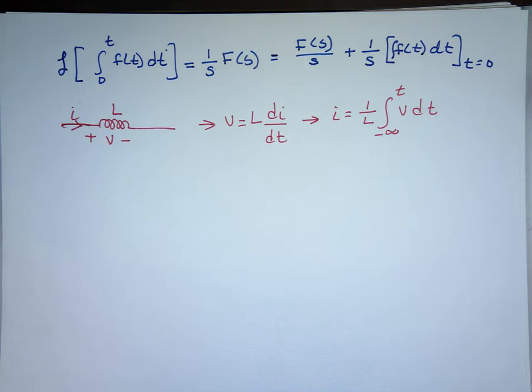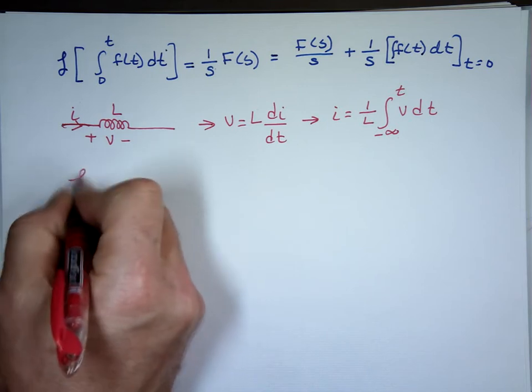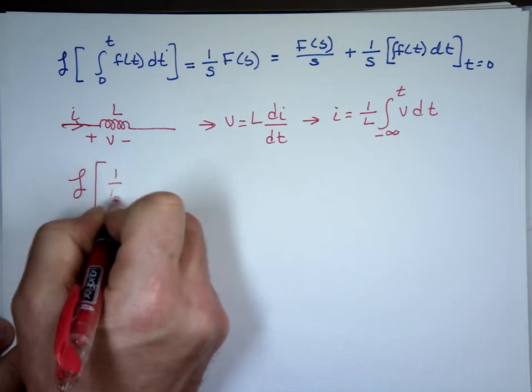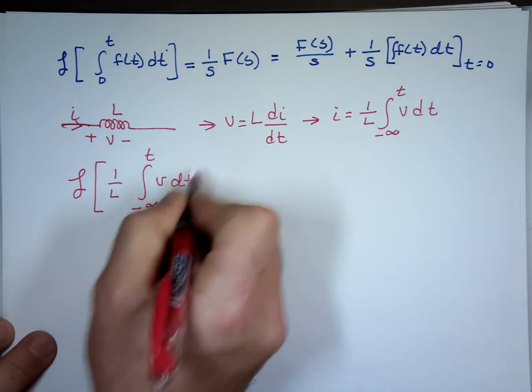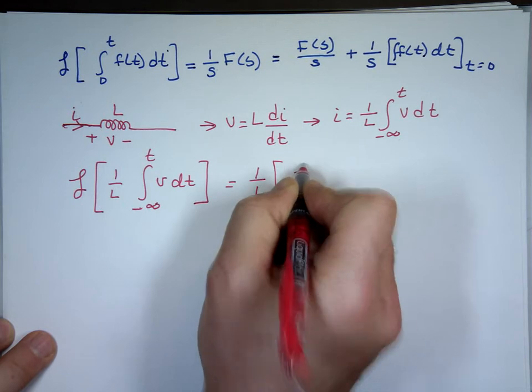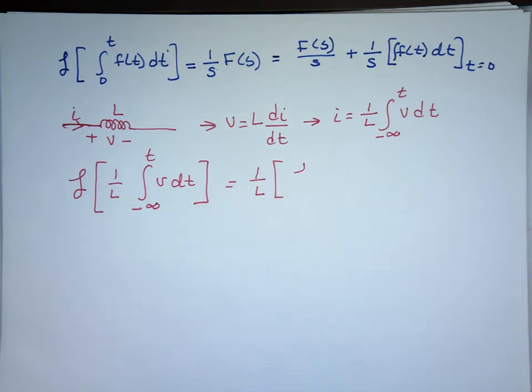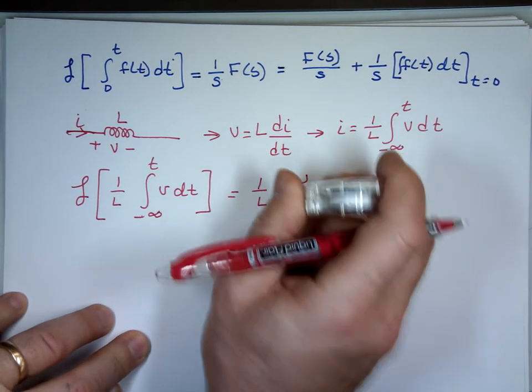So what is the Laplace now of 1 over L, the integral from negative infinity to t of V dt? Well, I can take the 1 over L outside times the Laplace. I wrote that with the bracket in the wrong place. I should have put the integral first, then the bracket.